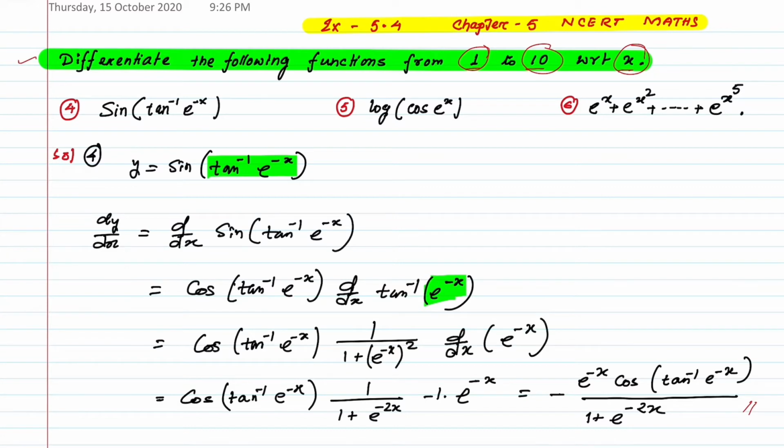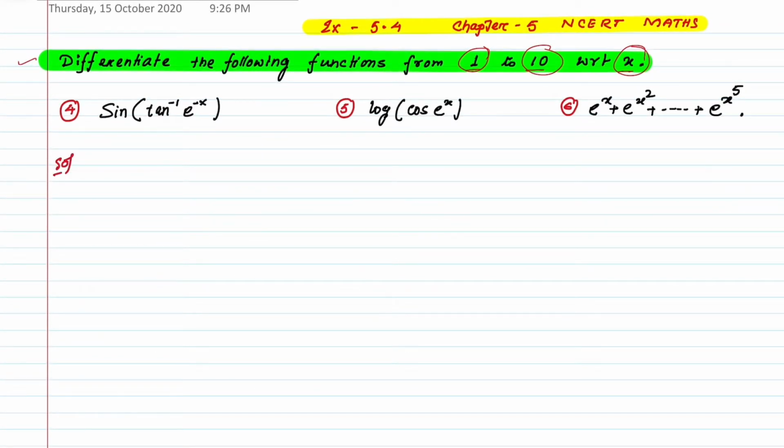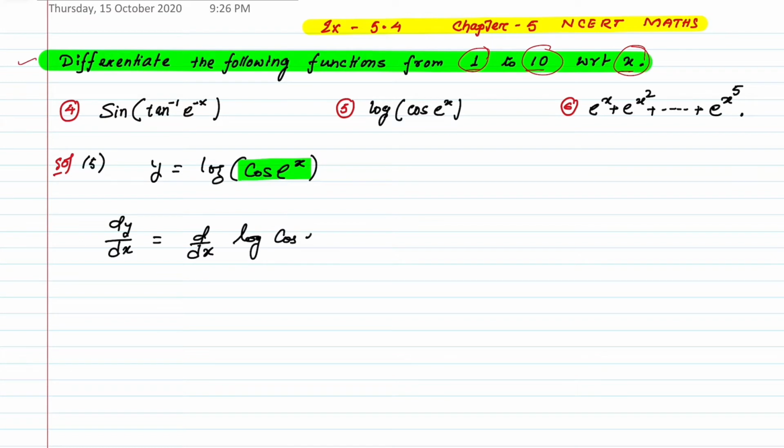Now let me show you how to solve question number 5. Solution of 5: y is equal to log of cos of e to the power x. Now assume this whole part as x. So for dy by dx, we know d by dx of log x is 1 by x, so here we will get, instead of x, cos of e to the power x.